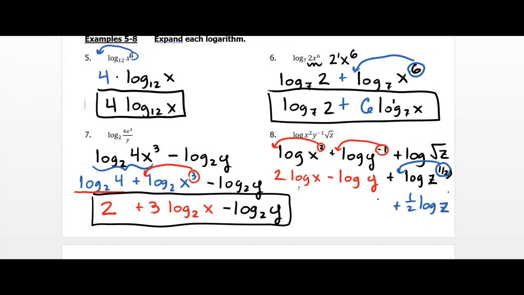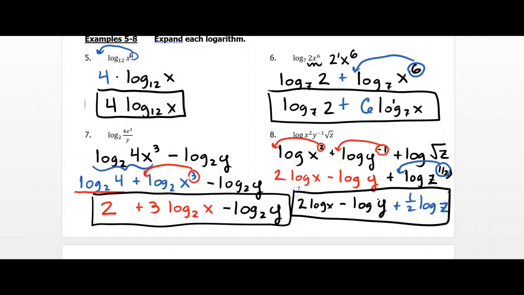So your final answer, you have 2 log base 10 of x minus log base 10 of y plus 1/2 log base 10 of z. Okay, so that's expanding logarithms using your properties.